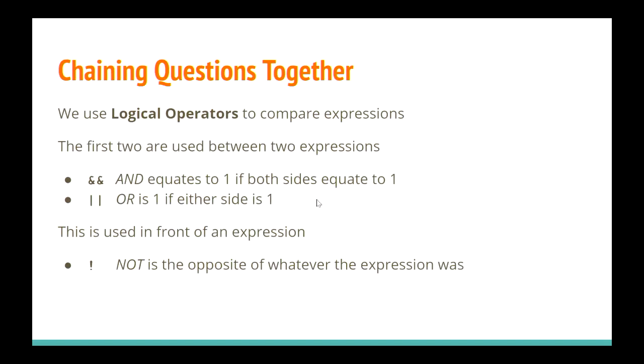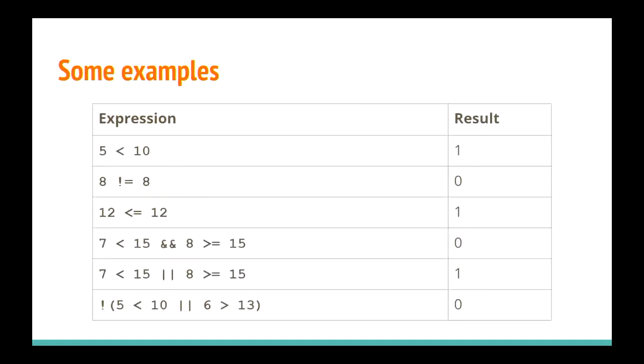We can also use not, and not takes any expression and just flips it. So I can have something that's true, put a not in front of it, and it will become false. Let me show you some examples so you get an idea of how this works. The first one's simple: 5 is less than 10, and the result of that is going to be 1. If I put 5 less than 10 into an if statement, what's in the curly brackets will always run, because 5 is less than 10 is always going to be true.